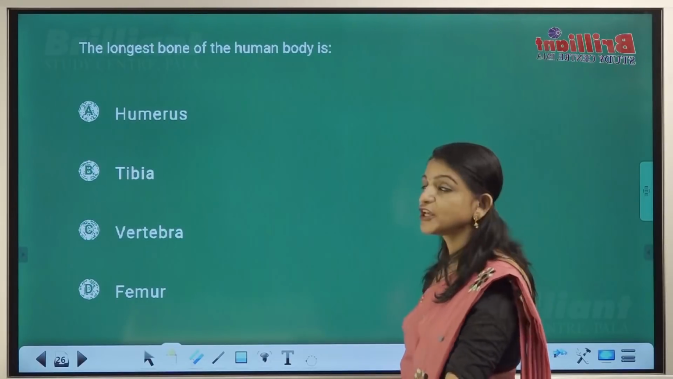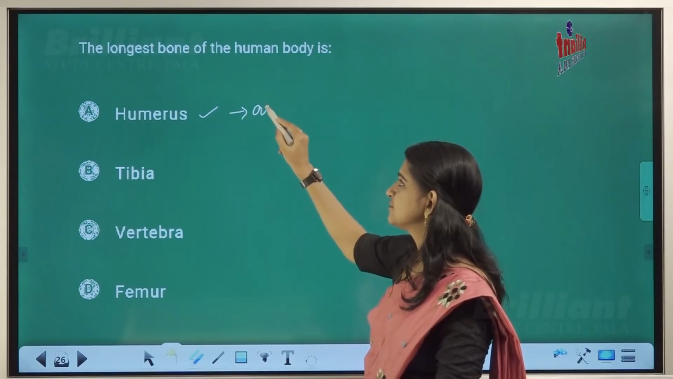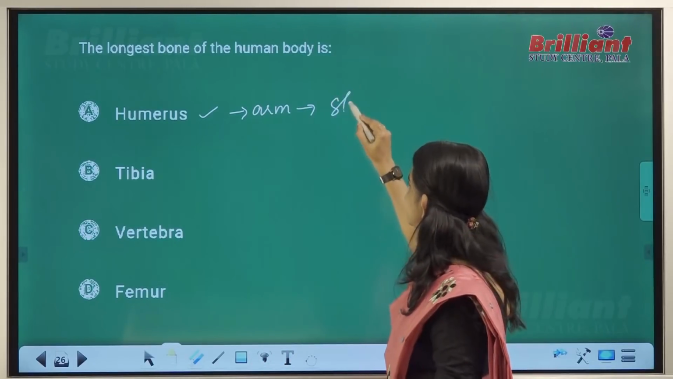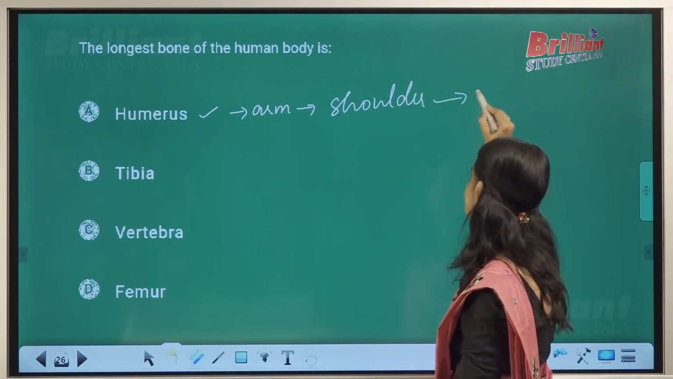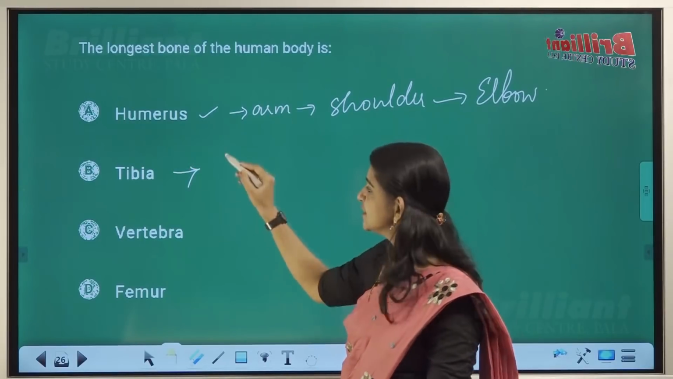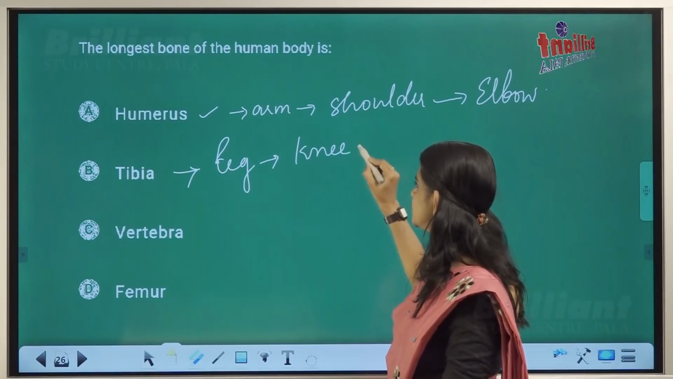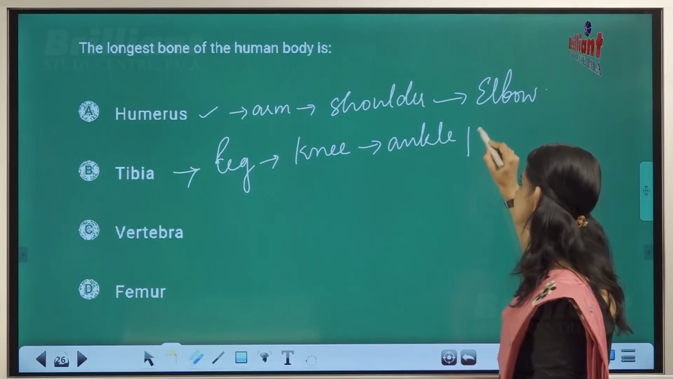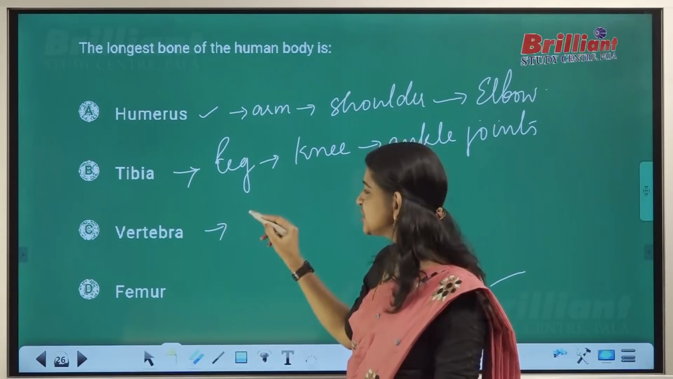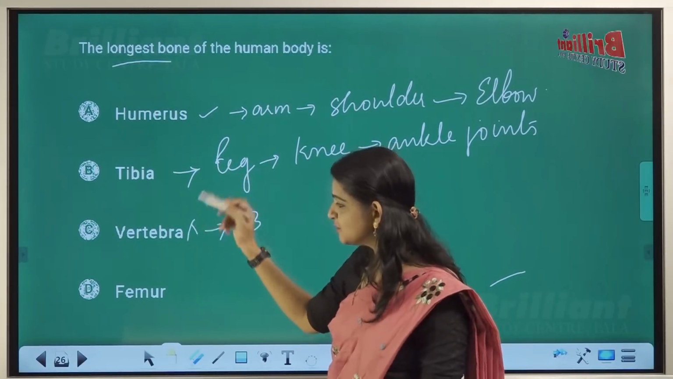The longest bone of human body is. First one, humerus. You know that, humerus. It is an arm bone that from shoulder to the elbow. I'll write like this. You know all these things, I think. Shoulder to elbow. Right. Next one, tibia. Tibia, you know that. It is the leg bone. It is leg from knee to ankle joints. Then vertebra. That is actually individual 33 vertebrae are there. We cannot tell that it is the longest bone. So I am just eliminating this first.